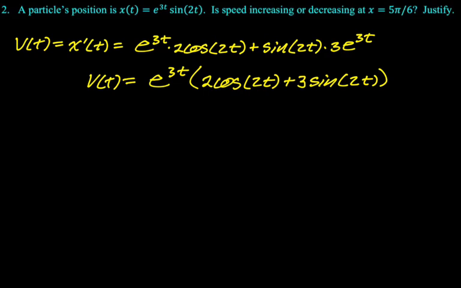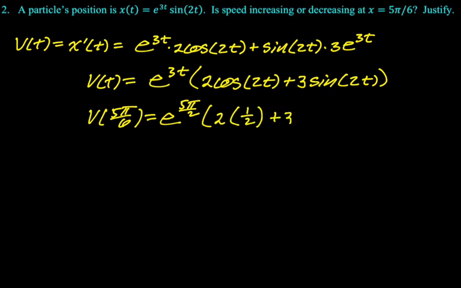Now I need to plug in 5 pi over 6. So v of 5 pi over 6. You're definitely getting e to the 5 pi over 2. That's definitely positive. You get the cosine of 5 pi over 3 is 1/2. The sine of 5 pi over 3 is negative root 3 over 2. So we have 2 times 1/2, which is 1, and then plus 1.5, which is 3 over 2, times negative 0.8. So then you have to ask yourself, which of those is bigger? It turns out that this is negative for sure.